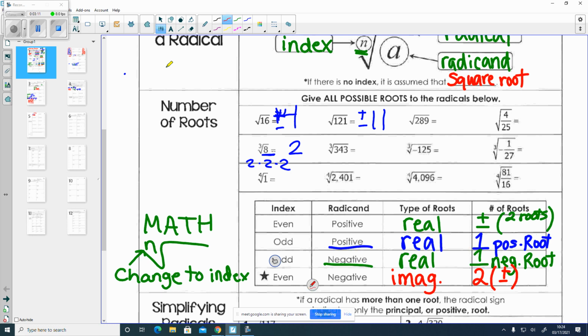Now it can be negative though. I can have an odd index with a negative number, and that's okay. It's still going to be a real number. So what number times itself 3 times gives me negative 125? Negative 5. Negative 5 times negative 5 is a positive 25, but then times another negative 5 does give you negative 125. So in this case, it'd be a negative 5.